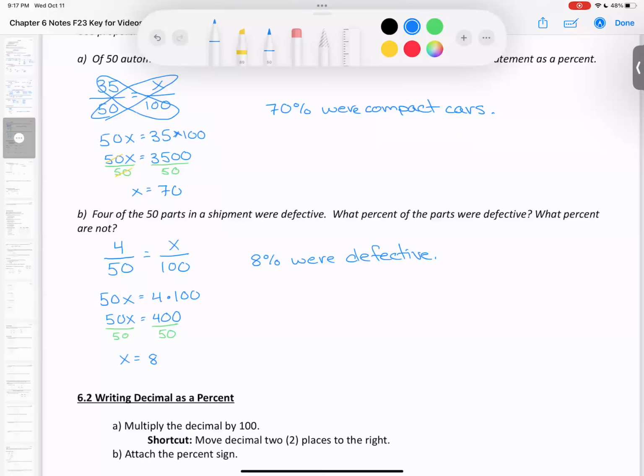It also asks what percent are not. Well, we know that the total number of parts is going to add up to 100%. So we can do 100% of the parts minus the 8% that were defective, and that's going to give us 92. So we can say 92% were not defective.